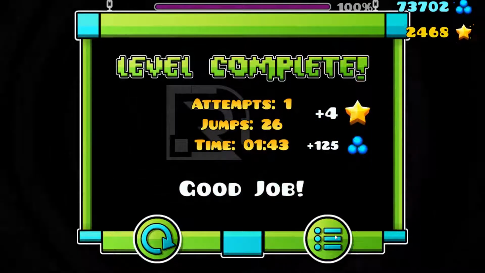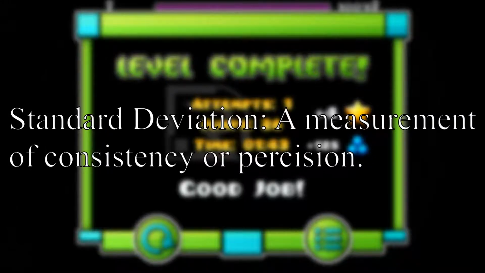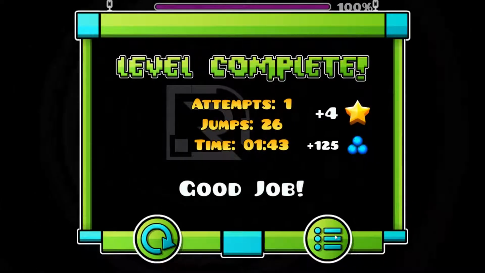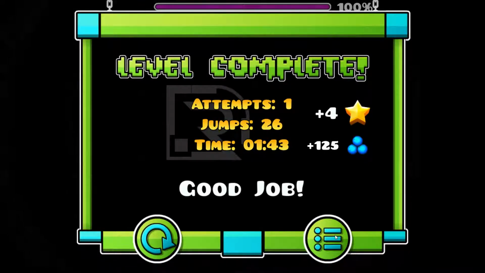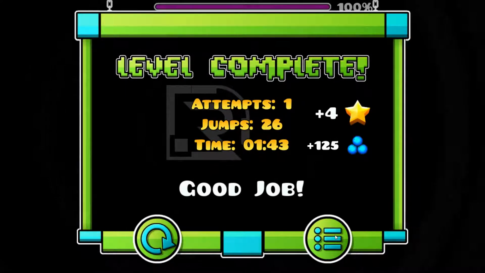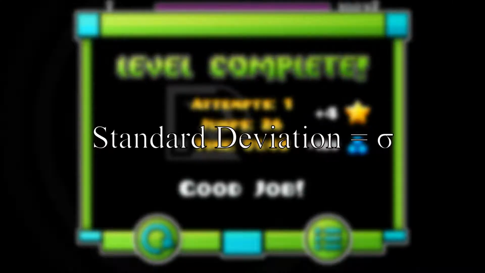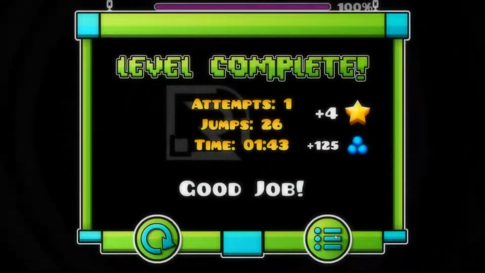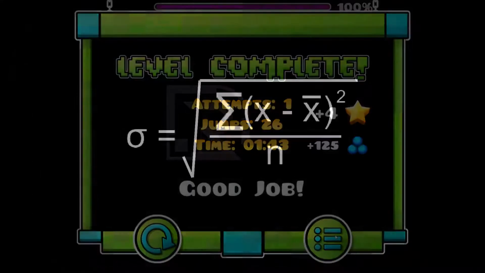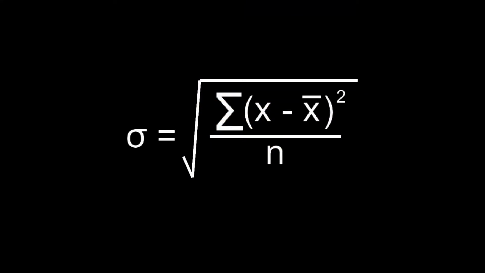Finally, standard deviation. This is basically a measurement of precision or consistency. The closer the value is to 0, the more consistent the data is. There is another measurement of the consistency, which is variance, but it's basically the standard deviation squared. The symbol of standard deviation is sigma and can be calculated with this formula. Sigma is equal to the square root of the summation of (x minus x bar) squared divided by n.